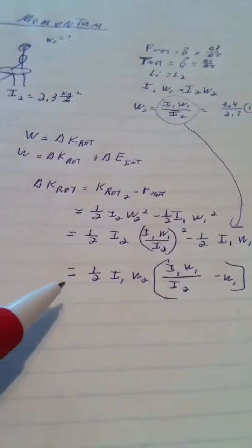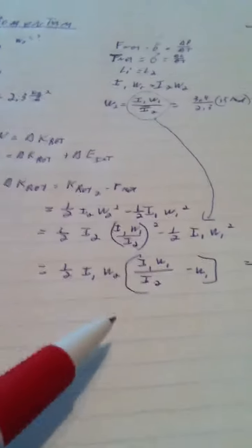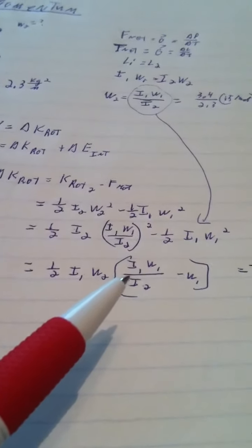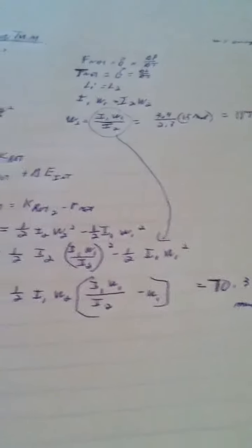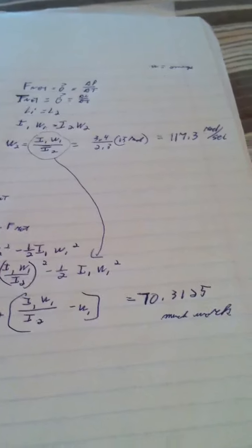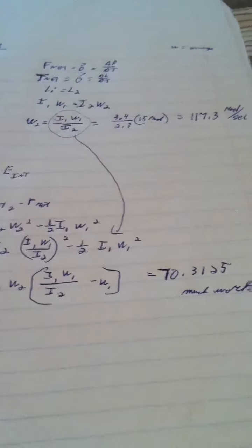And that's when I get 1/2 inertia 1 times the quantity, open parentheses, inertia 1 times omega 1 over inertia 2, squared, then you minus it by the omega 1 squared. And I got 70.3125. That's how much work that he did on himself. That's my reassessment.